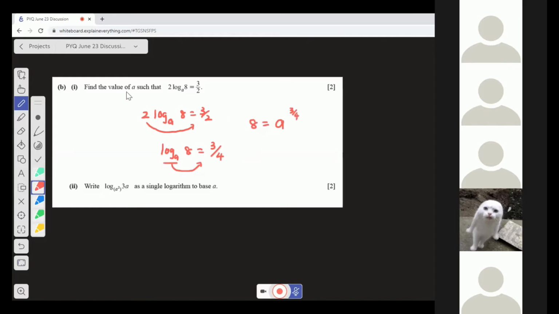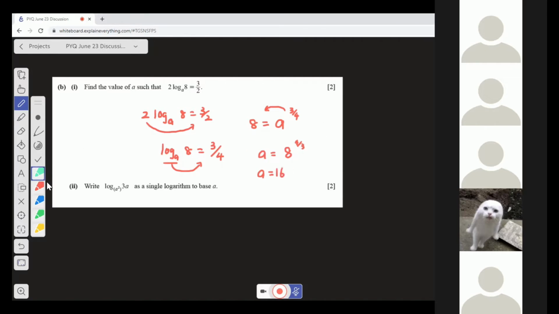Yes, but then they will ask for A, not A power 3 over 4. So what should we do next? A is equal to what? 8. How do we bring the power 3 over 4 to that side? Power 4 over 3. Just turn it upside down and you get the answer. All right, you key the value, tell me your answer. 16, yes. So that's the 2 marks here.